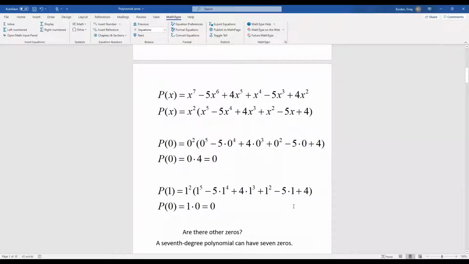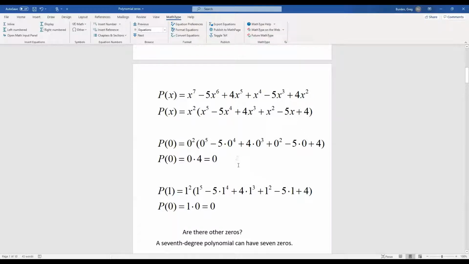Now I'm going to find the other zeros here by applying a few different techniques. First of all, we can factor x to the 7th minus 5x to the 6th plus 4x to the 5th plus x to the 4th minus 5x to the 3rd plus 4x squared by noting that x squared or higher appears in every term, which means that x squared is a factor. So if I factor out the x squared, we have p of x is x squared times a 5th degree polynomial, which I won't bother to read out. It's right there for you to look at.